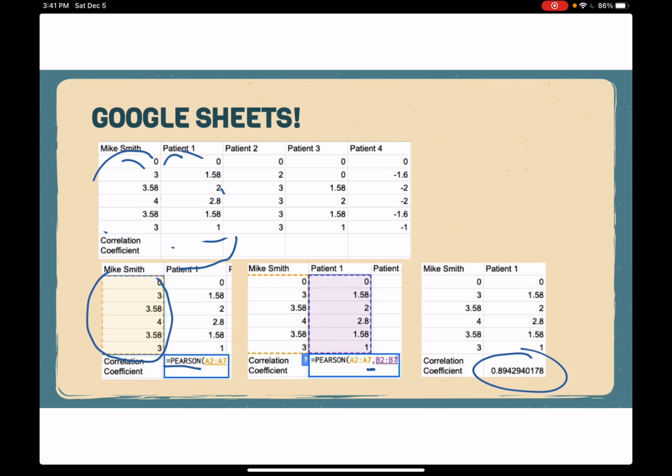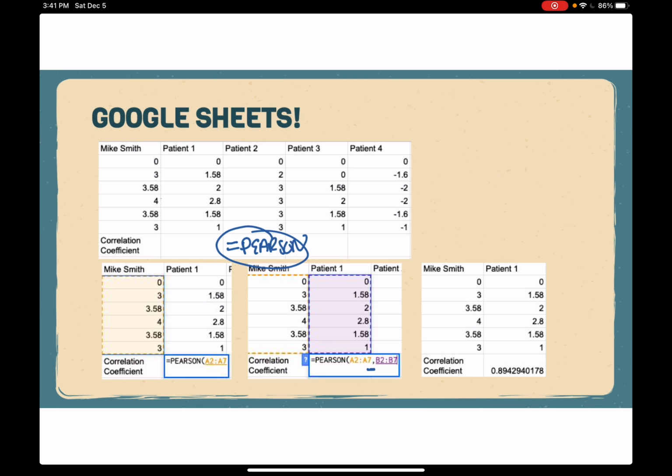Okay? And so then you can do this for patient 2, 3, and 4. Since we already did patient 1, you don't have to do patient 1 necessarily. But then you would just, in the box under patient 2, hit your equal sign, type in Pearson, and then you would highlight Mike's set of numbers, comma, and then patient 2's set of numbers, hit enter, and it'll give you the correlation coefficient for patient 2 and Mike. And you can see then that number.